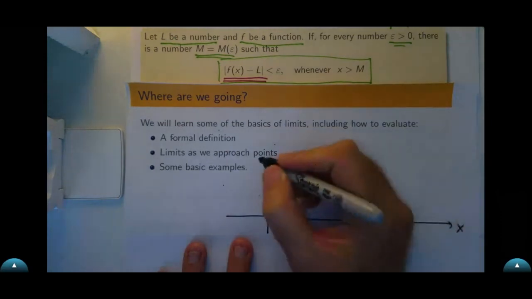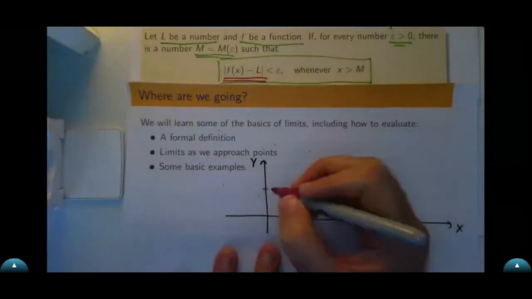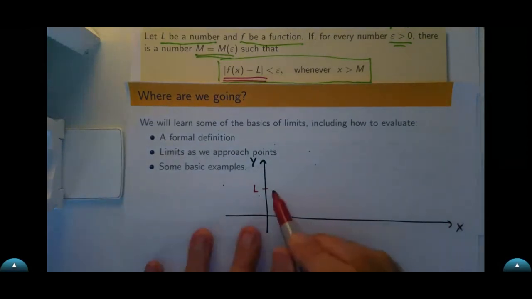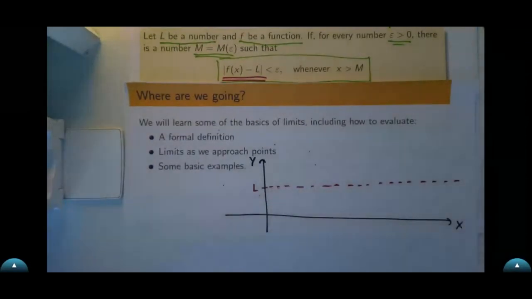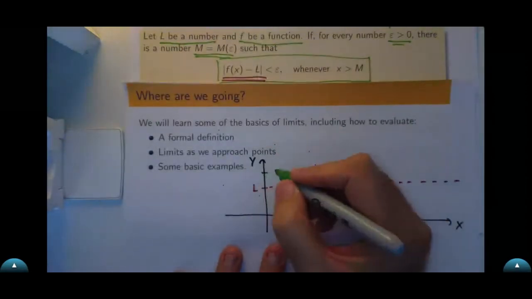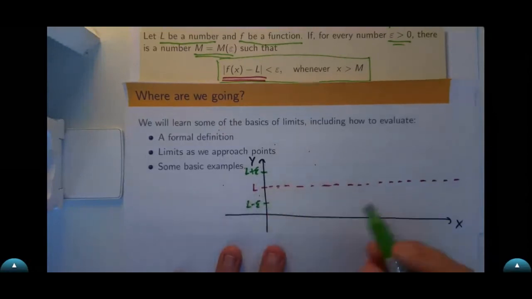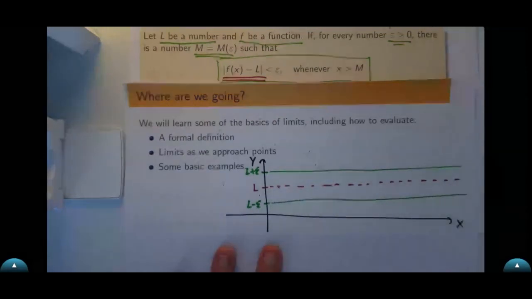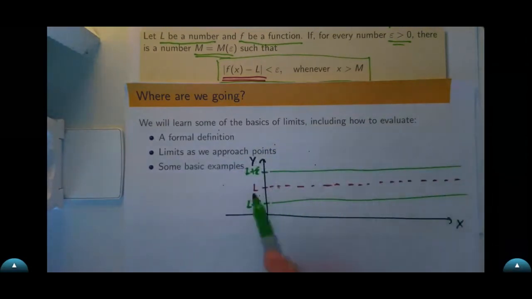So here are your axes, right? And I've got a number L. And in this picture, it's a positive number. Okay, and I can draw a little horizontal line there, horizontal asymptote. What I'm going to do is draw a little band around that horizontal line. So I've got a horizontal strip here where this dotted line is down the center.